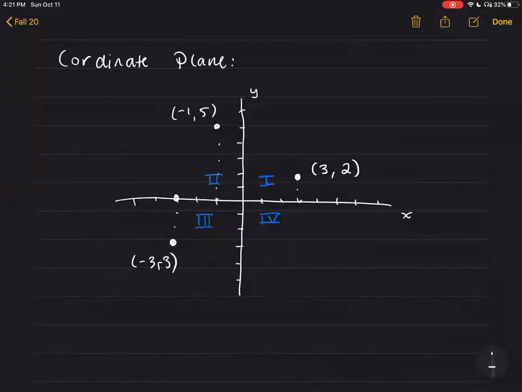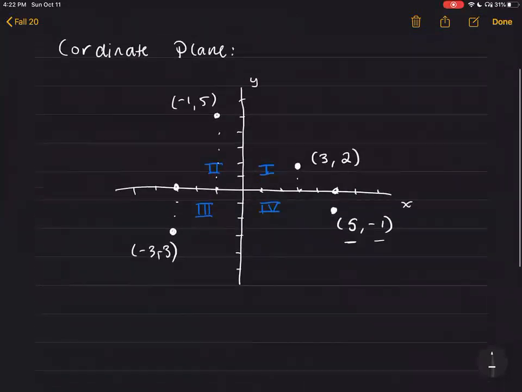And then if we wanted to do something like 5, -1, we'd go 5 in the positive x direction, 4, 5, and then down 1 in the negative y direction. So that'd be 5, -1. So what the quadrants do is that everything in the first quadrant is going to be positive for both. Everything in the second one is going to be -x, +y. The third quadrant, both are negative, and the fourth quadrant, the x value is positive and the y value is negative, right?